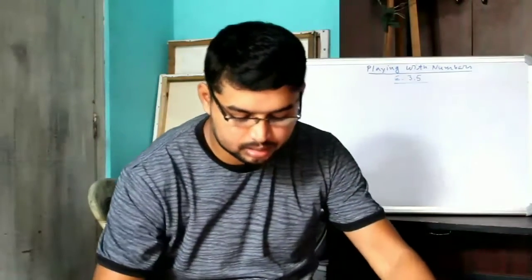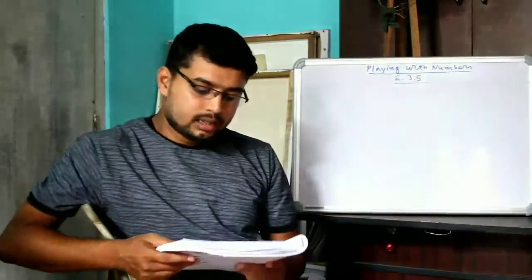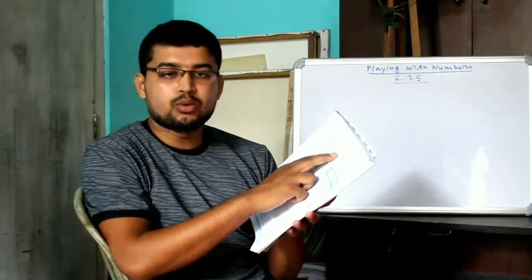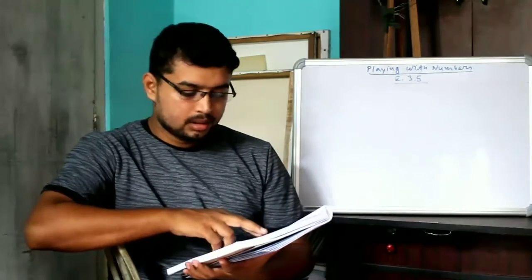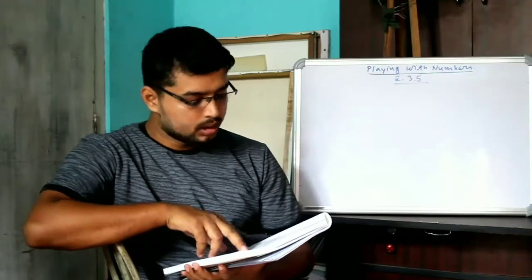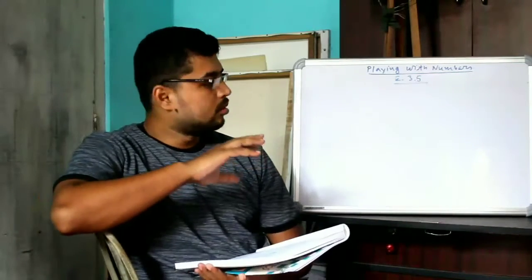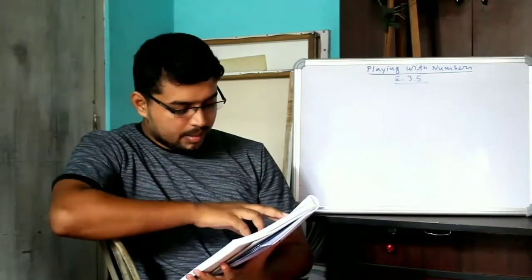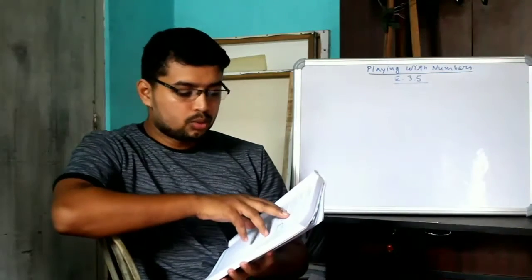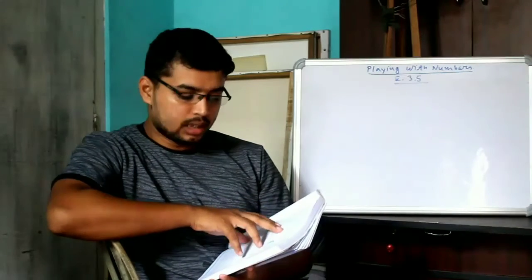Next, number 6. Find the greatest number which divides 228, 305, 382, leaving the remainders 3, 5, 7 respectively. So subtract 3 from 228, 5 from 305, 7 from 382. Then you find the HCF by division method. Number 7 also.